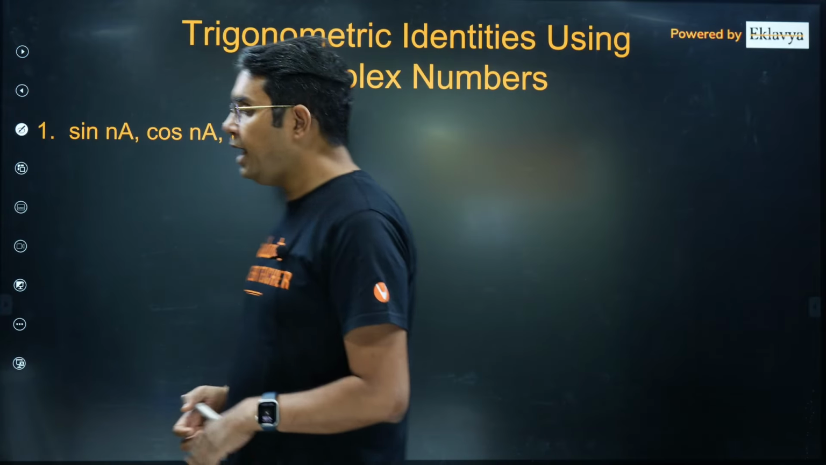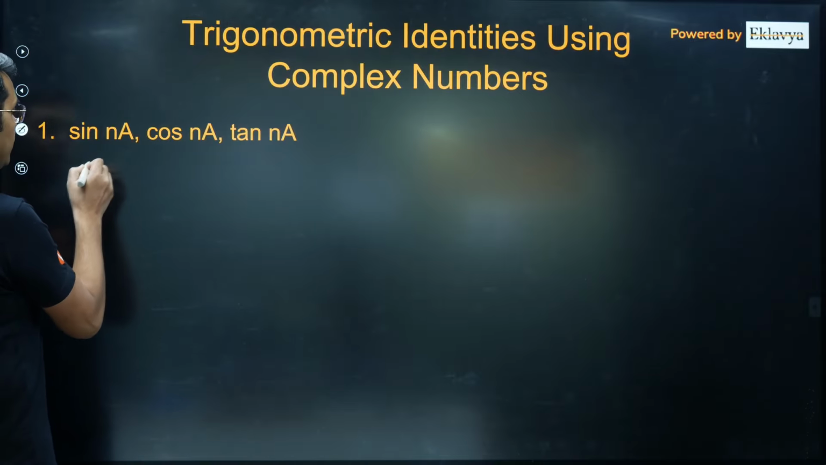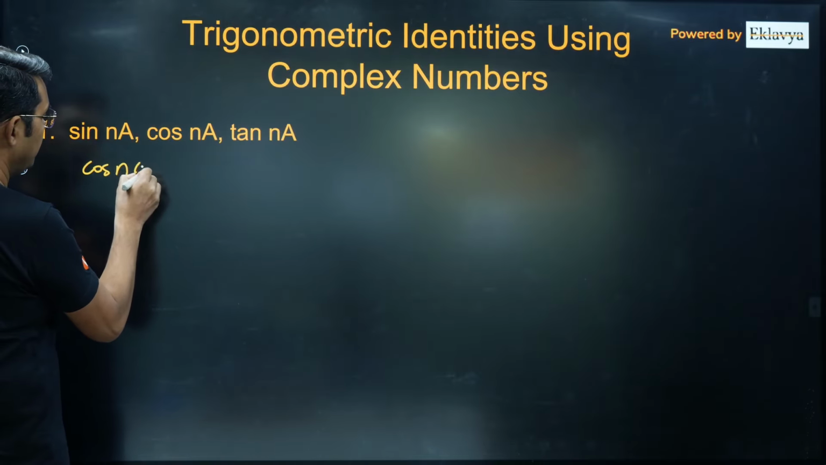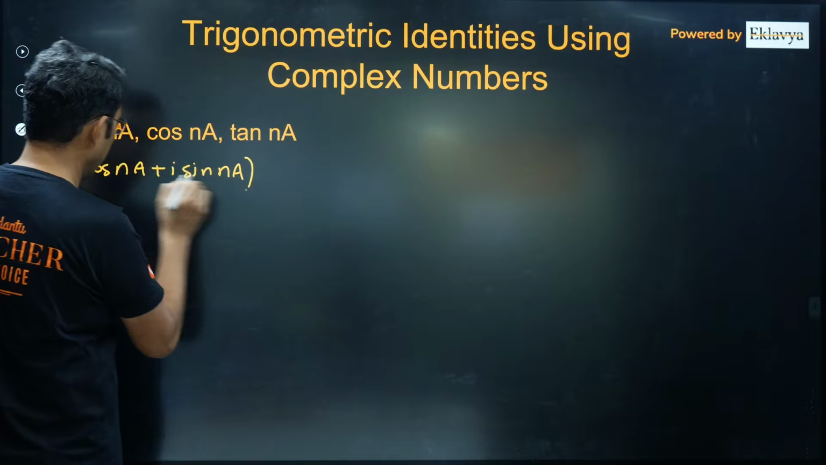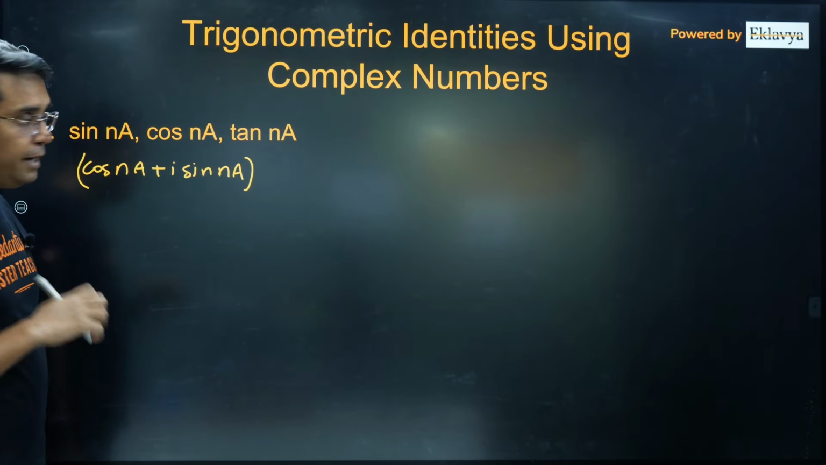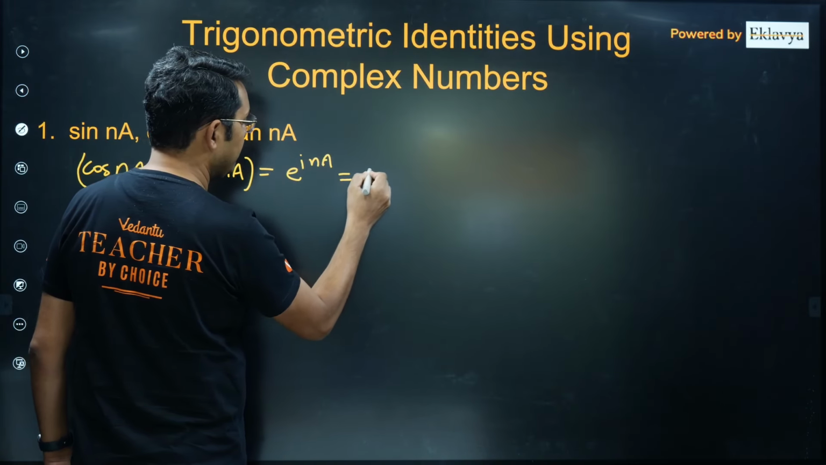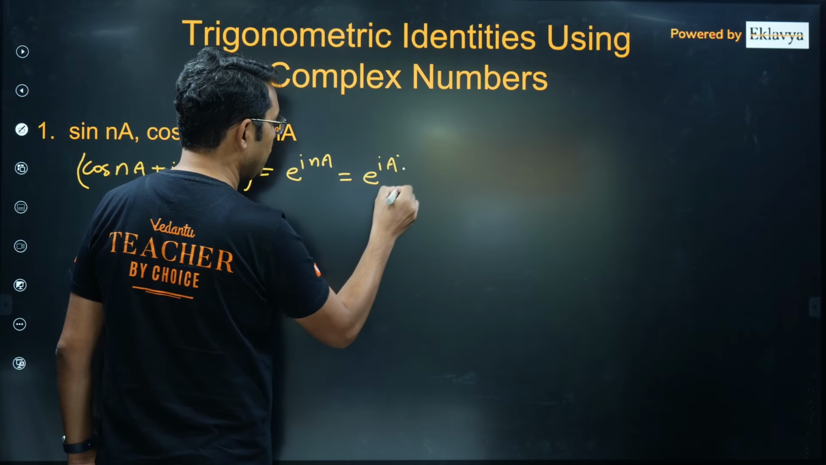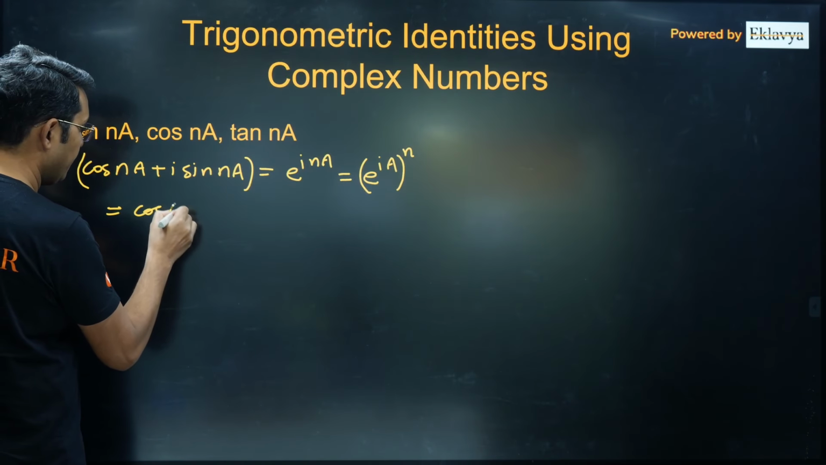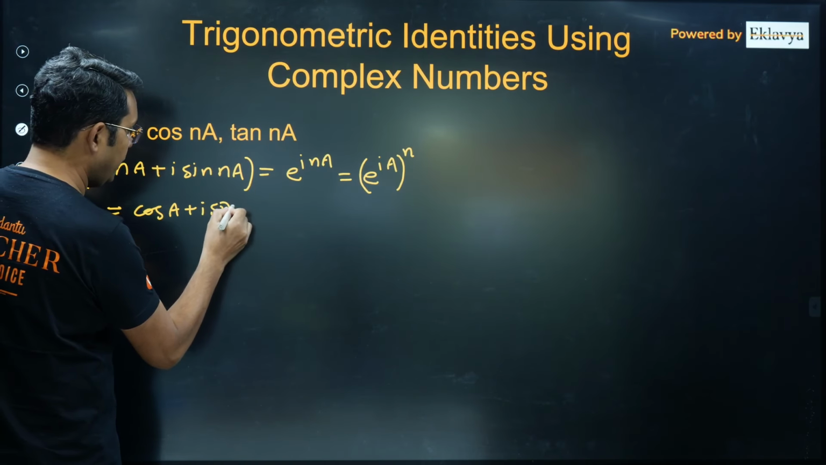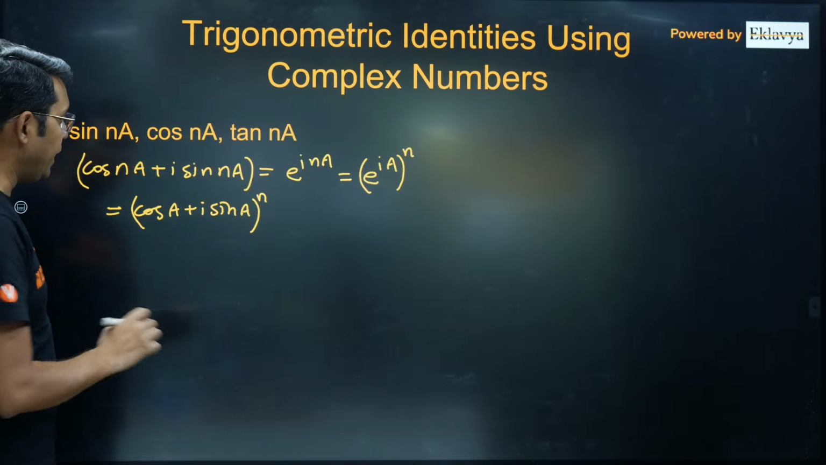Okay, so how sin nA, cos nA, tan nA can be derived, please see. To derive cos nA and sin nA, I will write it like this: cos nA plus iota sin nA, which is actually e raised to the power iota nA. And I can also write it as (e raised to the power iota A) whole raised to the power n, which means it will be (cos A plus iota sin A) whole raised to the power n. Now you can open it using the binomial theorem.